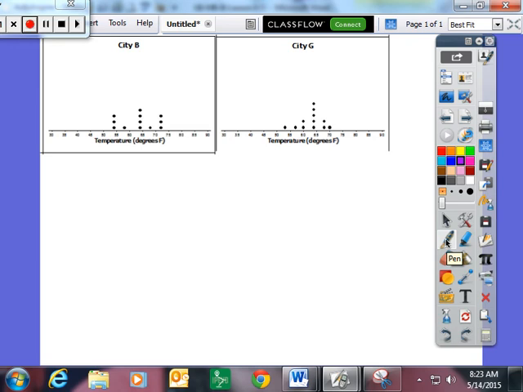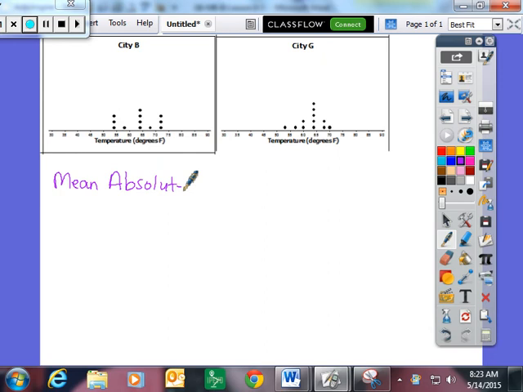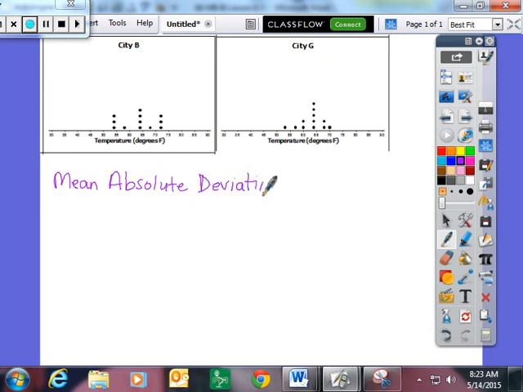So today I'm teaching about something called mean absolute deviation. You know each one of these words separately. Mean is the average. Absolute comes from absolute value, which is the distance a number is from zero. And the deviation is how far a number is from the mean.